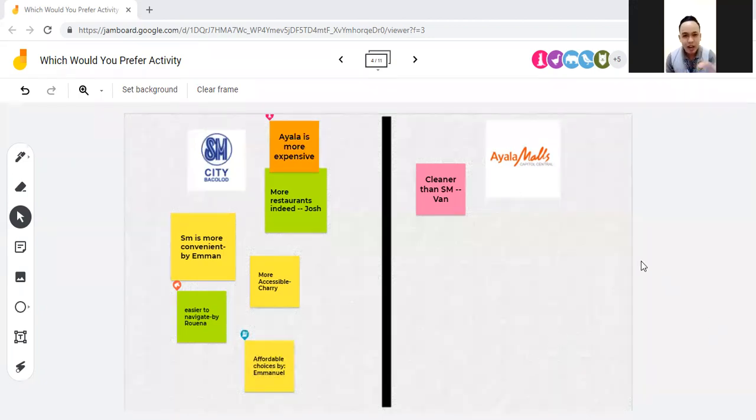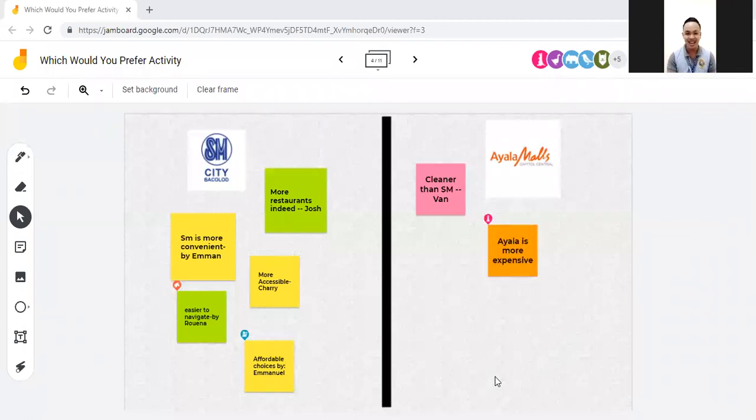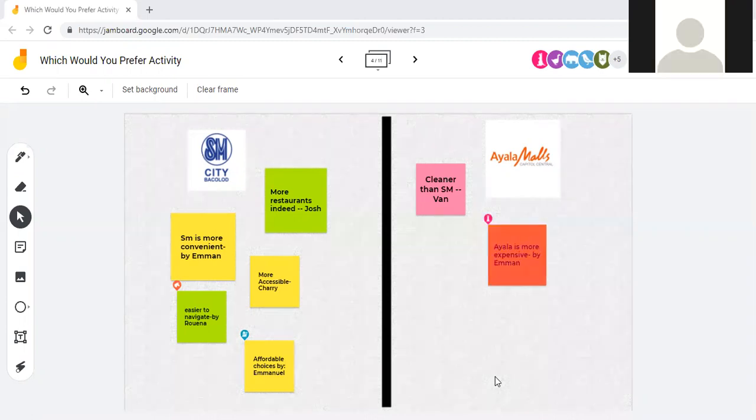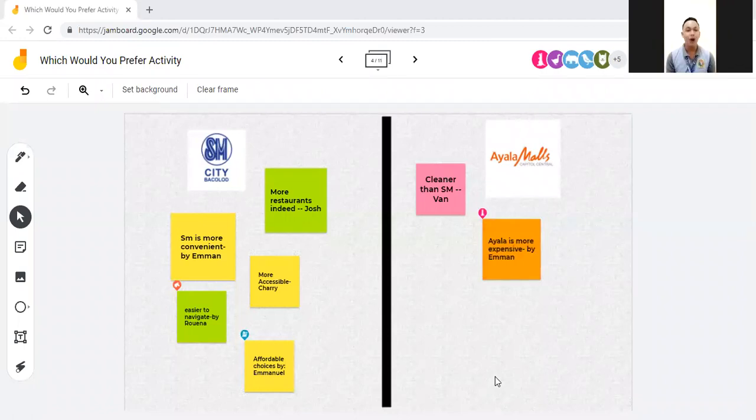Okay, I guess we have more answers in the SM. I believe you're SM lovers, guys. Okay, "it's easier to navigate." Wow, Miss Rowena, can we hear from you? Yes, sir. SM is easier to navigate because I am more familiar with it than Ayala Mall. Okay, you're more familiar with SM compared to Ayala. That's why it's easier for you to navigate the place. Very good, Rowena.